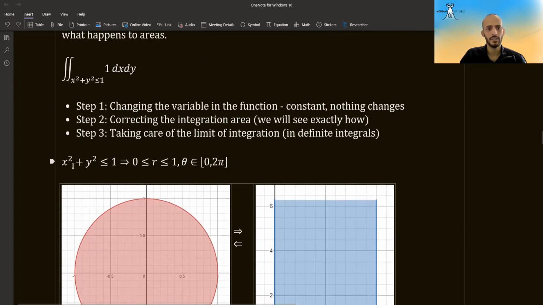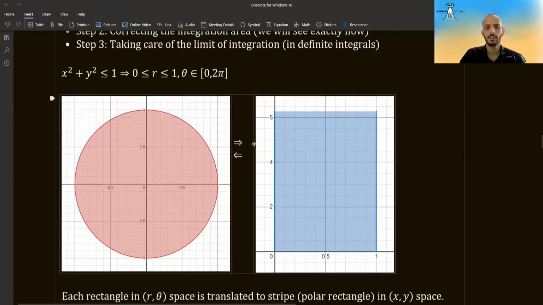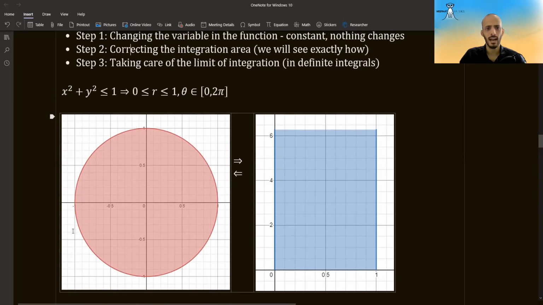What is the limit of integration here? Well, x squared plus y squared less than or equal to 1 means that r has to be between 0 and 1, because r is the radius, so the distance between 0 and 1. And theta, there is no restriction on it, so it's anywhere between 0 and 2 pi. So this is how it looks. This is how we represent the area in the xy plane, where this is x and this is y, and this is how it will be in r, theta.